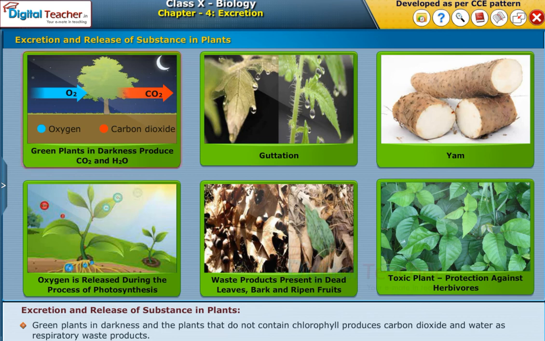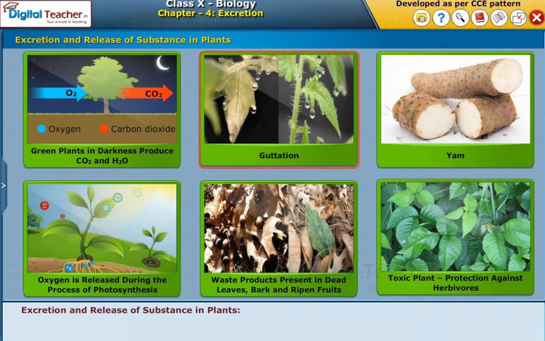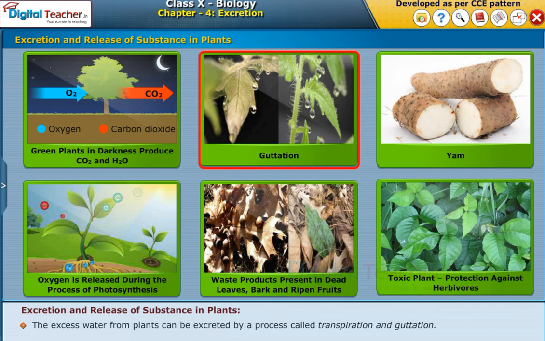Green plants in darkness and the plants that do not contain chlorophyll produce carbon dioxide and water as respiratory waste products. For example, during the process of photosynthesis, oxygen itself is considered as a waste product. It exits into the atmosphere through stomata of leaves and lenticels of stem. The excess water from plants can be excreted by a process called transpiration and guttation.